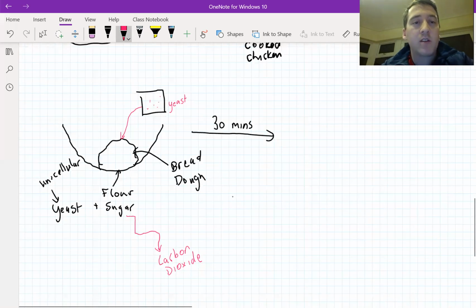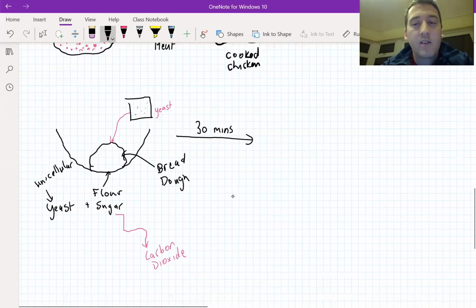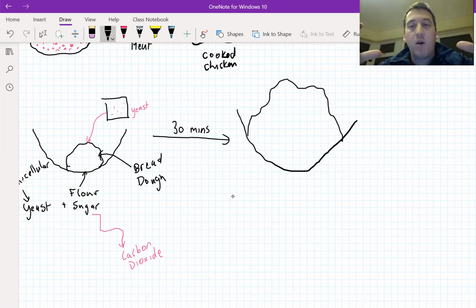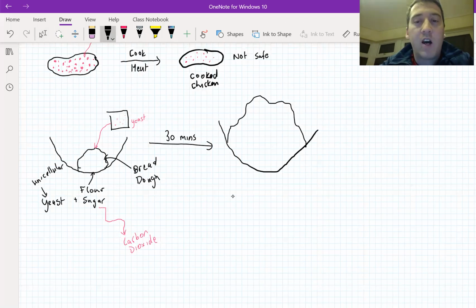What this carbon dioxide does is, because it's a gas, it causes the bread dough to rise, get bigger, because the gas kind of makes it blow up, makes it expand. So this is why we say our bread dough rises.